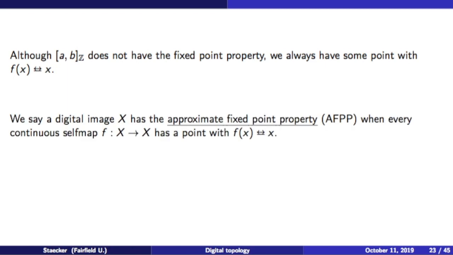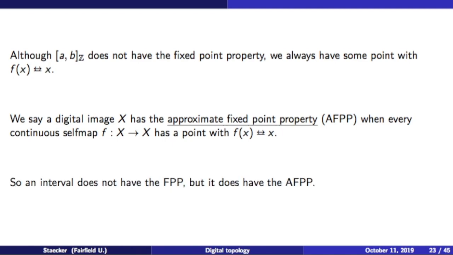And this is called the approximate fixed point, when f(x) maybe is not equal to x, but is next to x, adjacent to x. So we say a digital image has the approximate fixed point property when every continuous self-map has some approximate fixed point. All right. So an interval does not have the fixed point property, but it does have this property, AFPP.